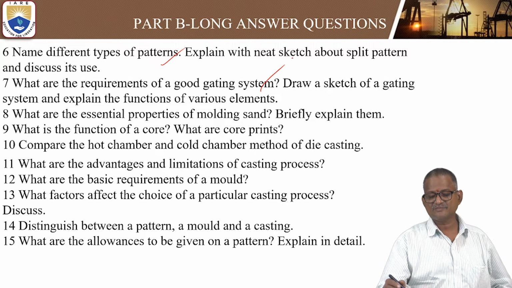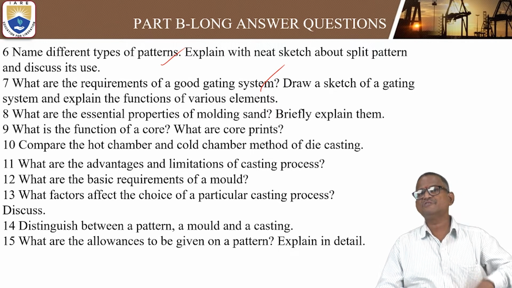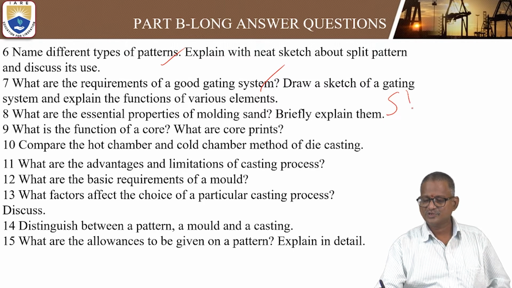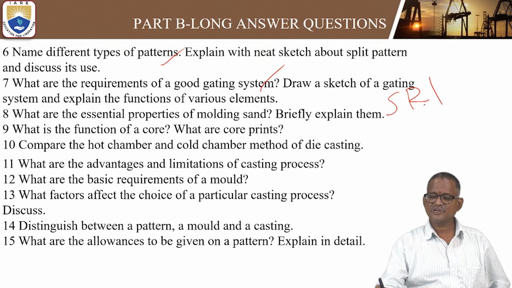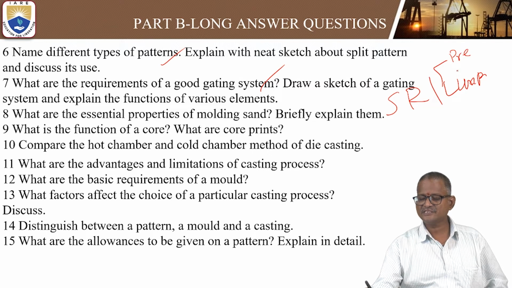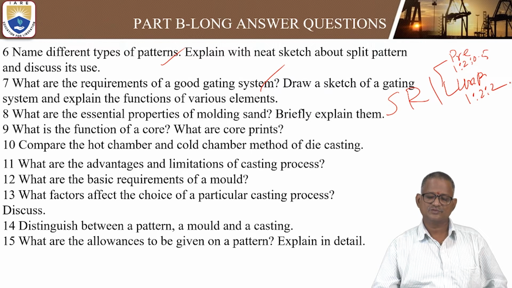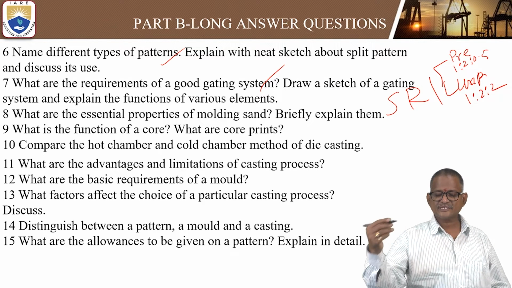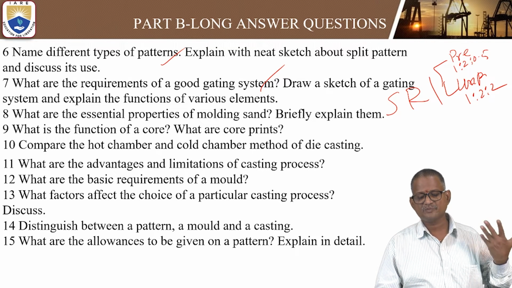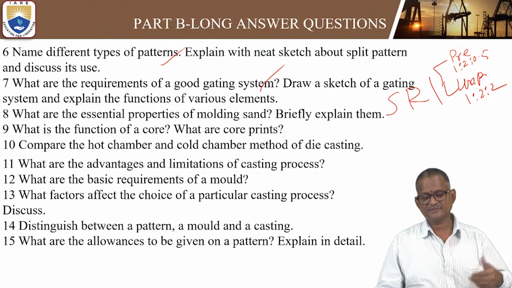Similarly, gating system. I have already discussed in the previous slides about a good gating system. That is sprue, runner, and gate, the SRI. Pressurized system, unpressurized system. The pressurized system is 1:2:0.5, the unpressurized system 1:2:2. Like that you can explain clearly about the gating system with neat sketches, and also the essential properties of the mold sand. That's what I explained earlier.